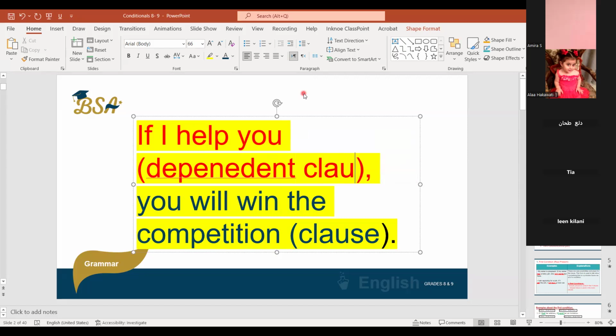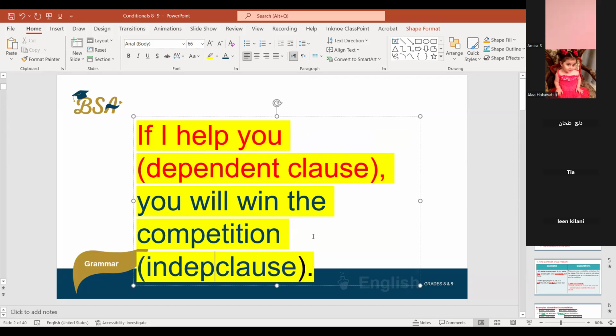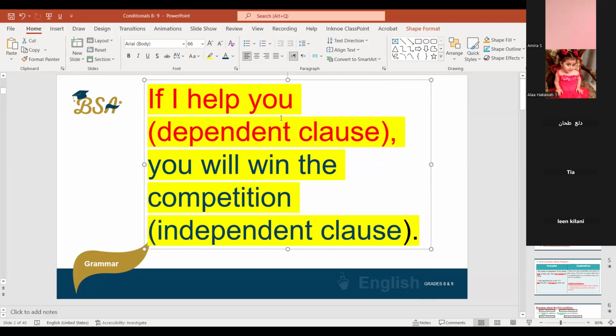Okay. And the other one is what? The other one is an independent clause. Can you explain why? Because the first one needs another clause to complete its meaning, while the second sentence can stand alone. If I say "if I help you" alone, would you understand the sentence? No. If I say "you will win the competition" alone, will you understand the sentence? Yes.